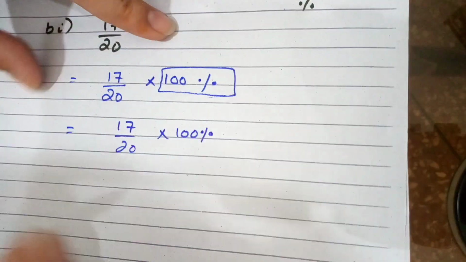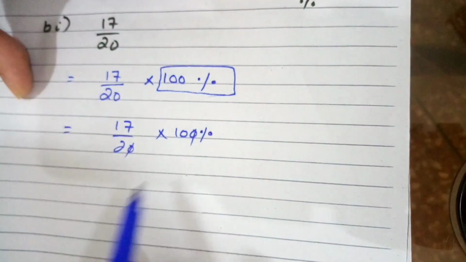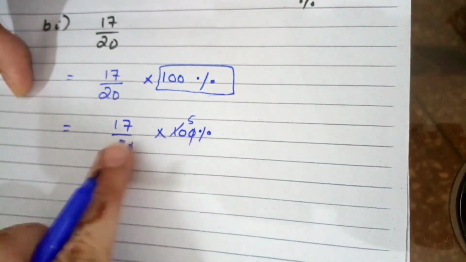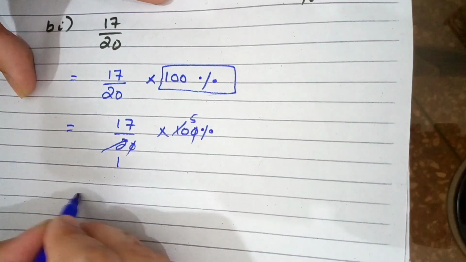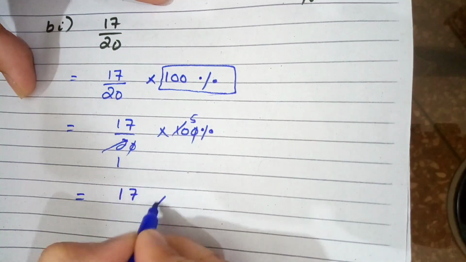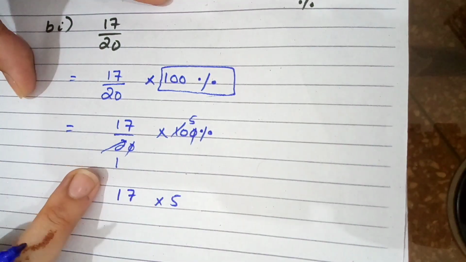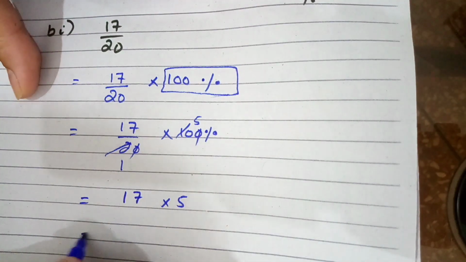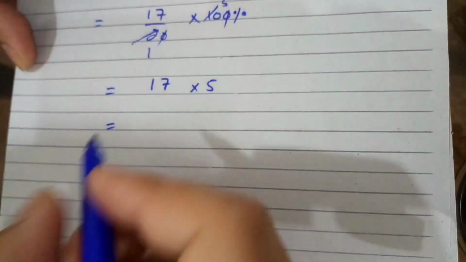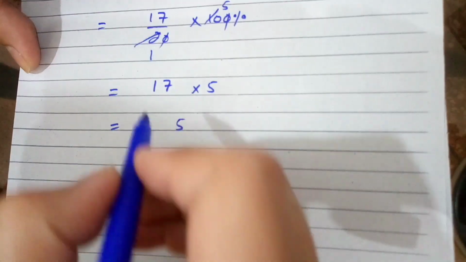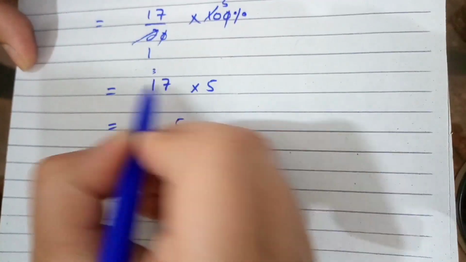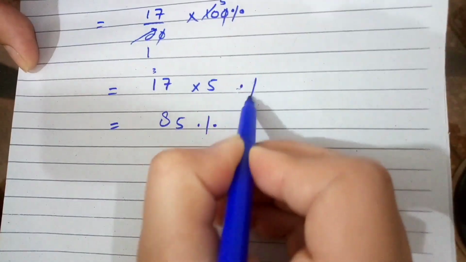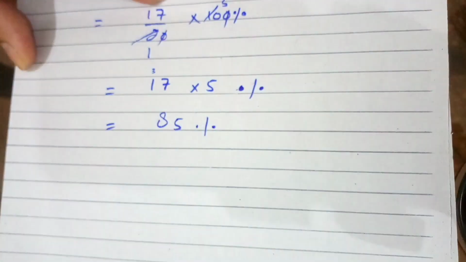Simplify this term. 2 ones are 2, 2 fives are 10, and these two zeros cancel each other. So we have a new term, 17 multiplied by 5. Here in the denominator we have 1, so there is no need to write 1 in the denominator. So multiply these two terms. 7 fives are 35, carry 3 here, 5 ones are 5, 6, 7, 8. So it is 85 percent. Write down the percentage sign here also.